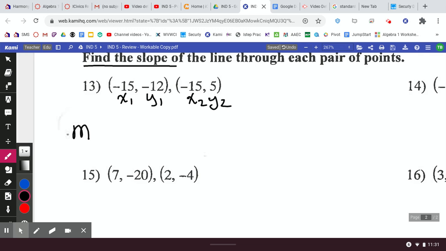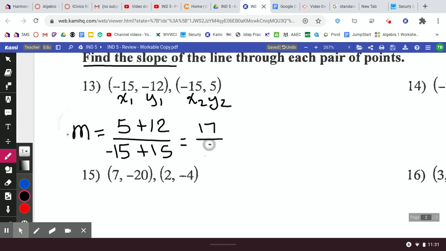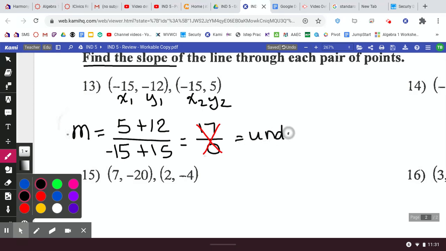So we've got m equals y2 is 5, minus a minus 12 goes plus. X2 is negative 15, and minus a minus 15 goes plus. Well, on top, you've got 5 plus 12 is 17. And on bottom, negative 15 plus positive 15 is 0. Can you have a 0 on the bottom of a fraction in math? That is a big math no-no. So your answer here is undefined.